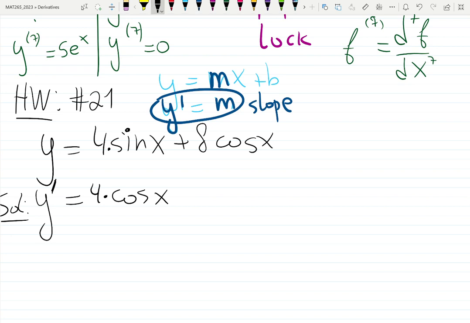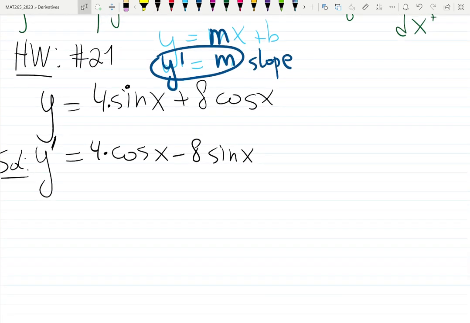Now, the derivative of cosine gives you sine, but plus or minus? Minus. 8 survives. Good. Can you do it for the test?